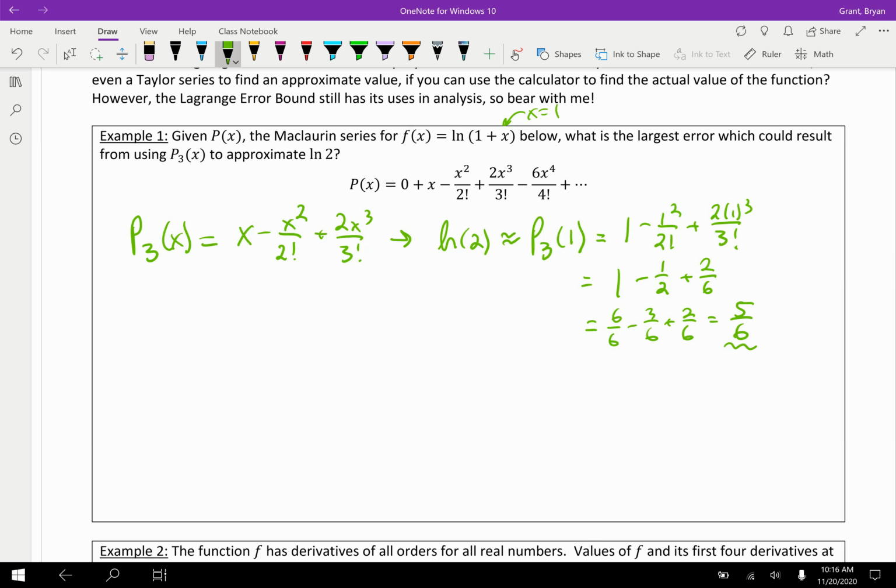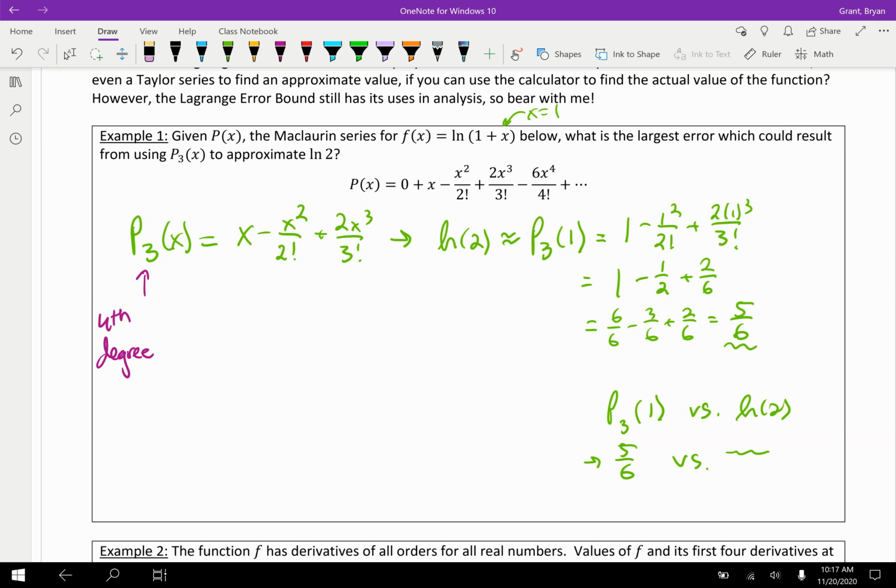Their question is, what is the most you could be off by? Meaning, if you compared p sub 3 of 1 to natural log of 2, we said p sub 3 of 1 is 5/6. How much could you be off from whatever the actual amount of natural log of 2 is? Well, here's how we do it. If we used p sub 3 of x, then we need the 4th degree term in our Taylor polynomial. So, 4th degree.